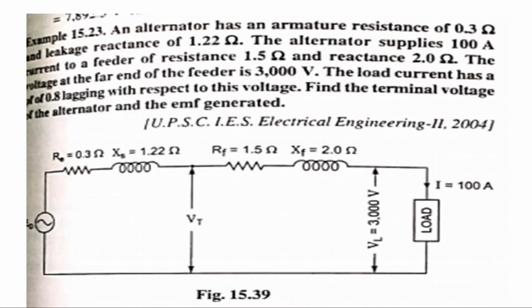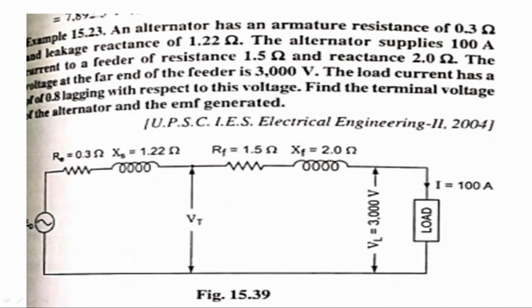An alternator has an armature resistance of 0.3 ohms and leakage reactance of 1.22 ohms. The alternator supplies 100 amps current to a feeder of resistance 1.5 ohms and reactance 2.0 ohms. The voltage at the far end of the feeder is 3000 volts. The load current has a power factor of 0.8 lagging with respect to this voltage. Find the terminal voltage of the alternator and the EMF generated.